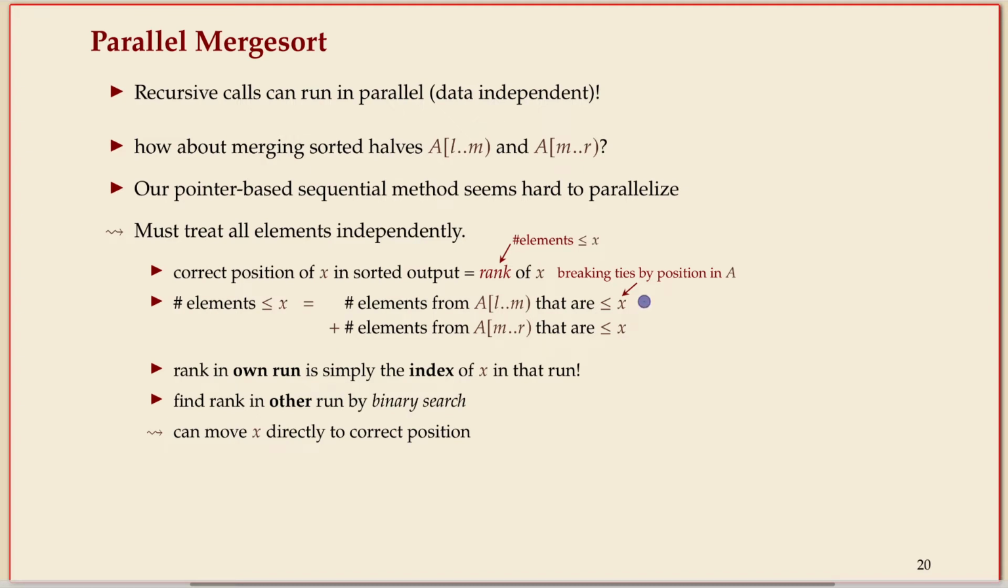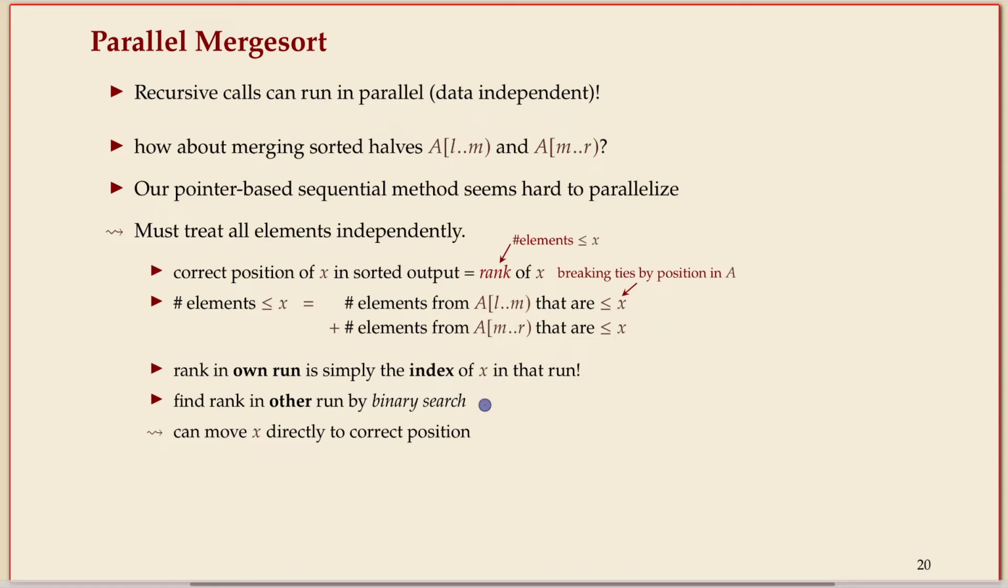That coincides with the position in a sorted array. And there's two types of elements, those that come from the left run and those that come from the right run. And we can just count how many are smaller in the left, how many are smaller in the right, add that up. That's your rank in the sorted output. So we can do that easily for one of the runs, namely the one that contains x. That run, as the name says, is sorted. So the position of x there already is its rank within that run.